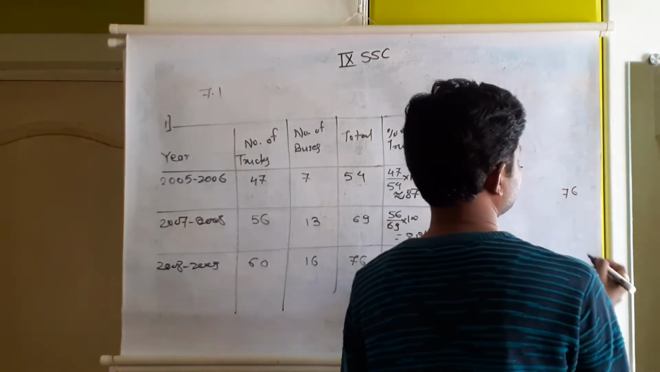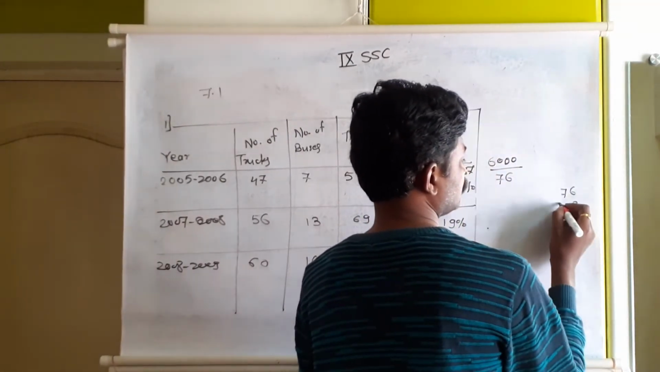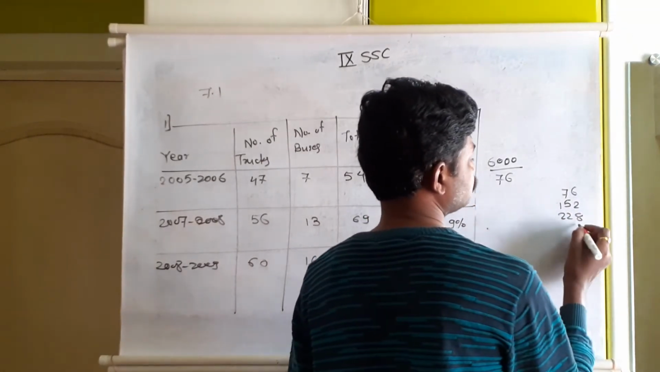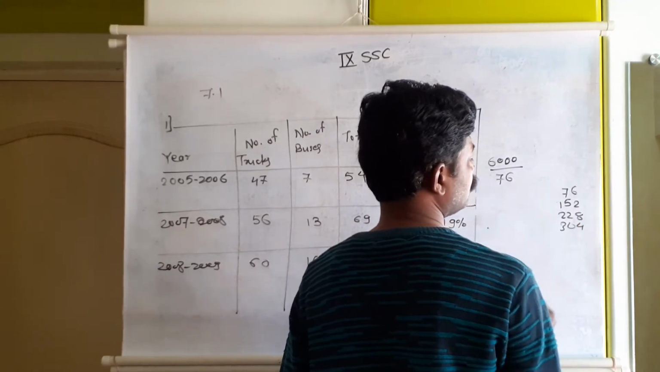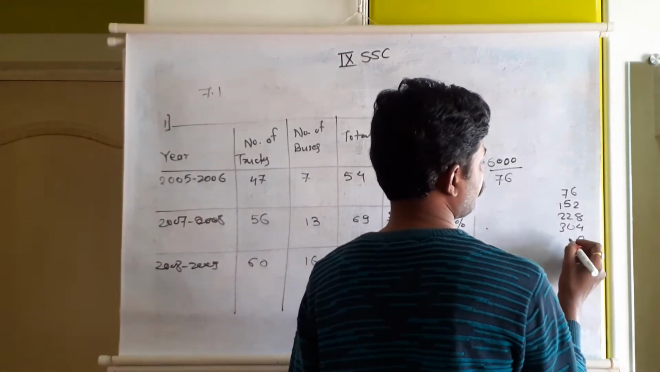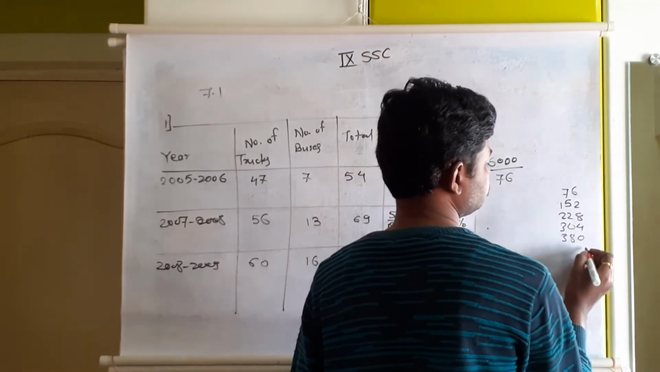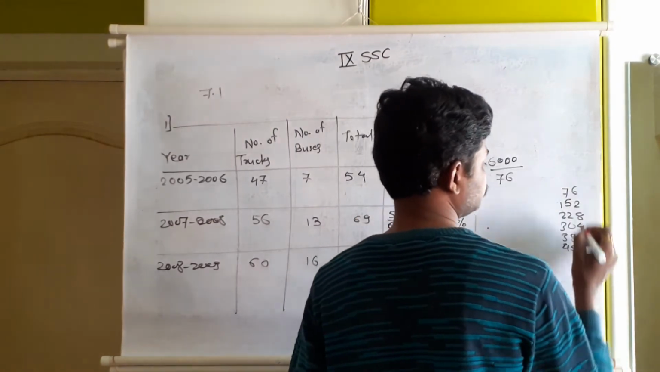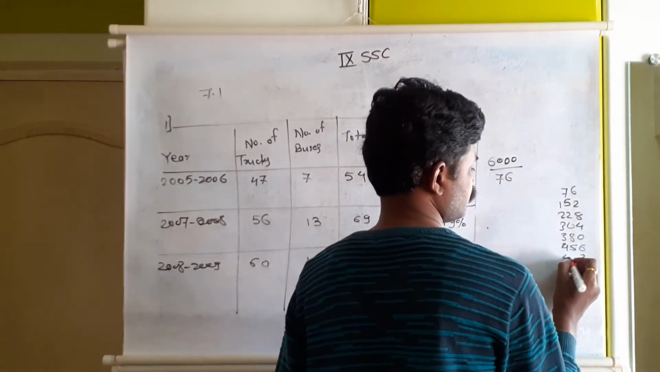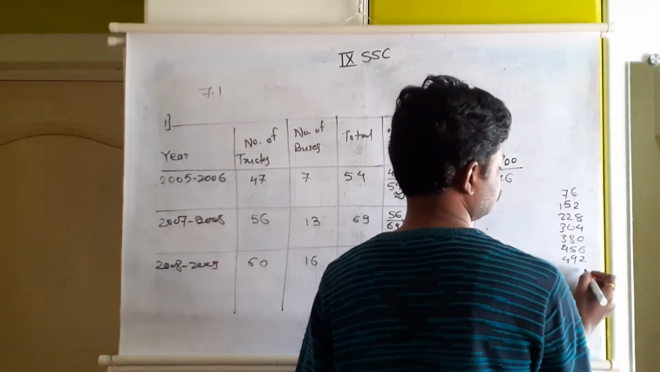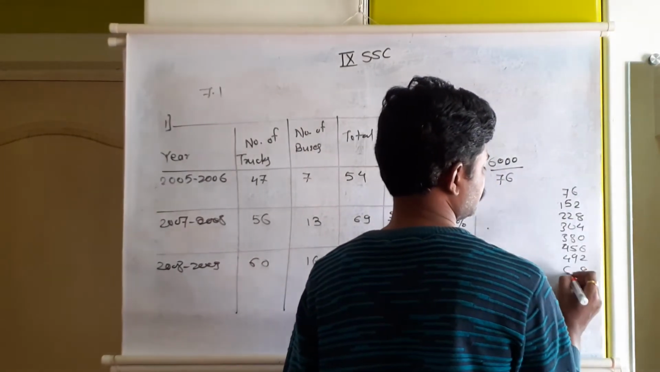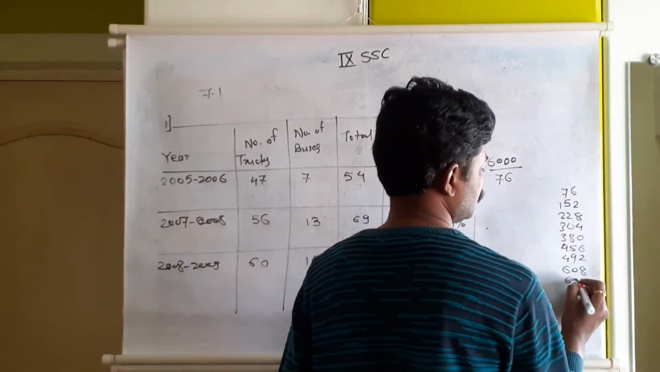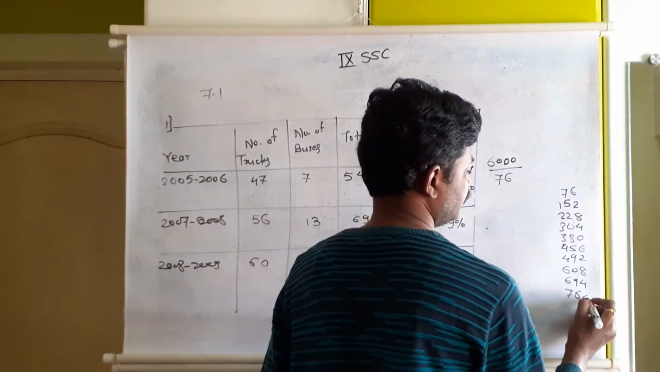76 1 za 76, 76 2 za 152, 3 za 228, 4 za 304, 5 za 380, 6 za 456, 7 za 492, 8 za 608, 9 za 694, and 10 za 760.